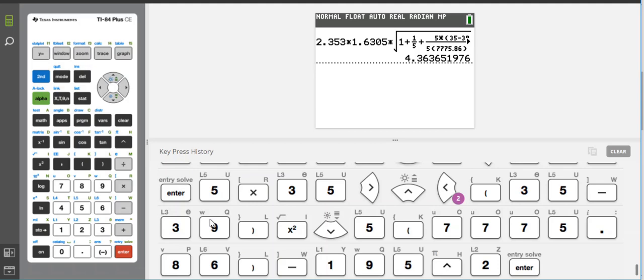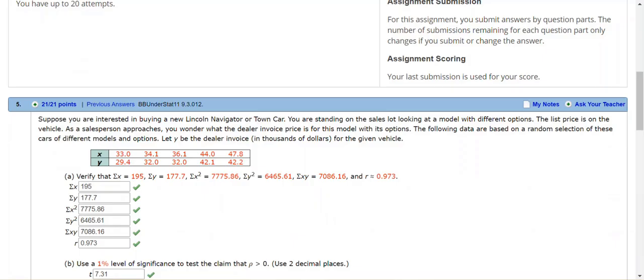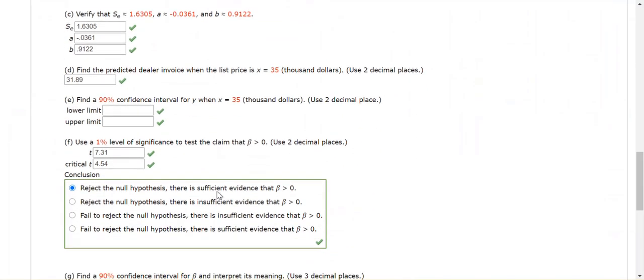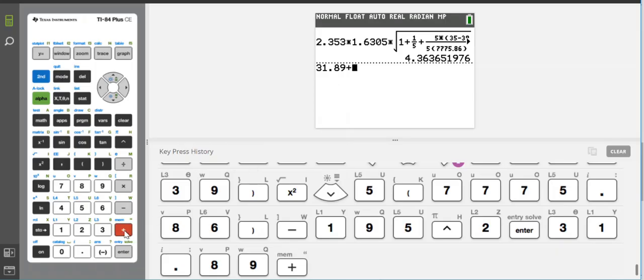4.363. And so then to find the upper, well, I take the 31.89, that was my output from my model, my predicted value, 31.89, and I'm going to add to that my error of 4.36.